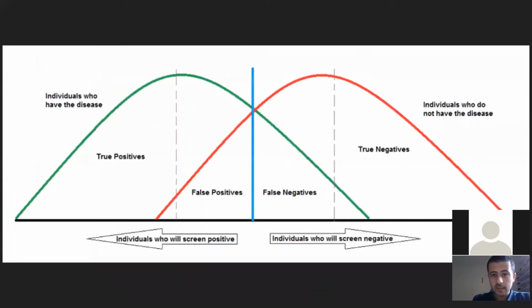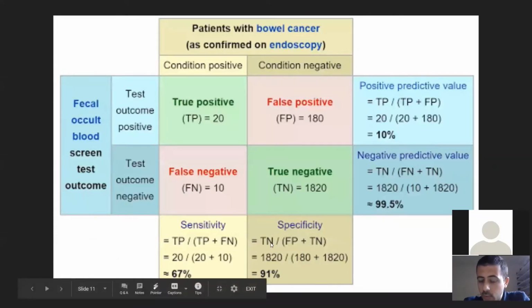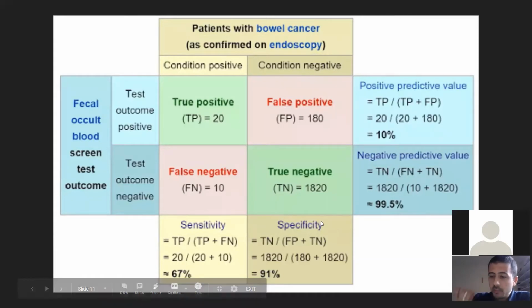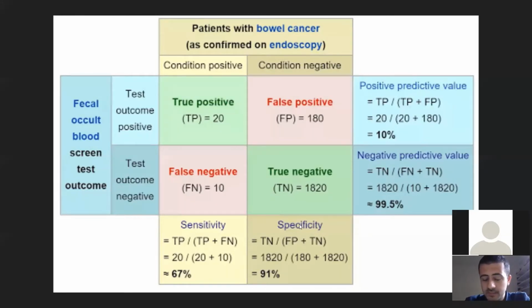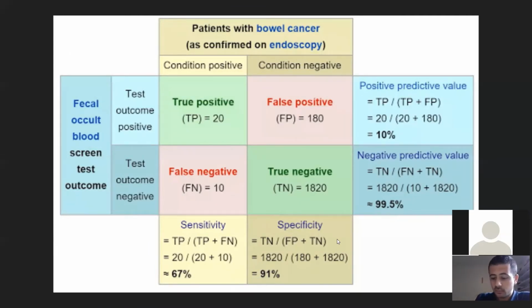Okay, let's just go to specificity. True negative, false positive, and true negative. 1 minus this means we have the false positive. I told you, the probability of false positive. Just put 1 minus specificity. It means false positive, the probability of false positive.